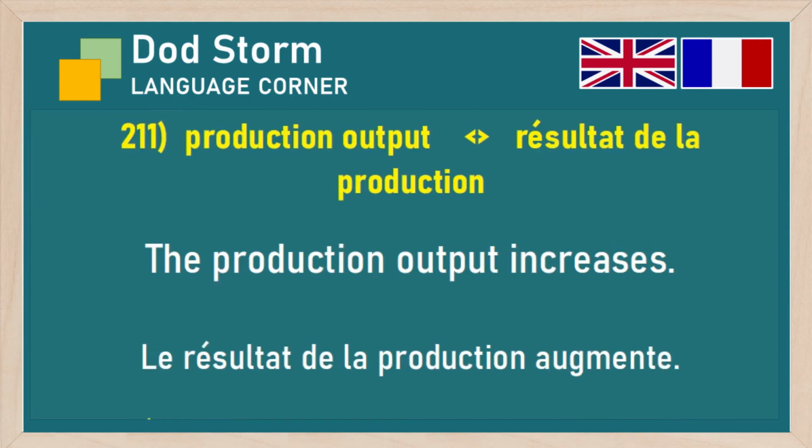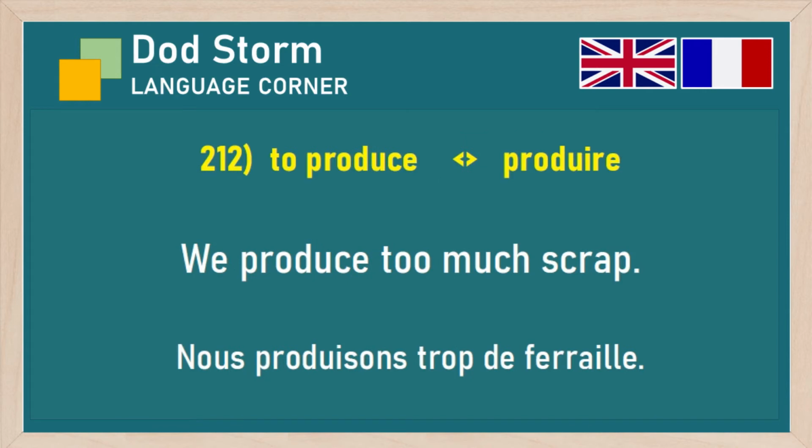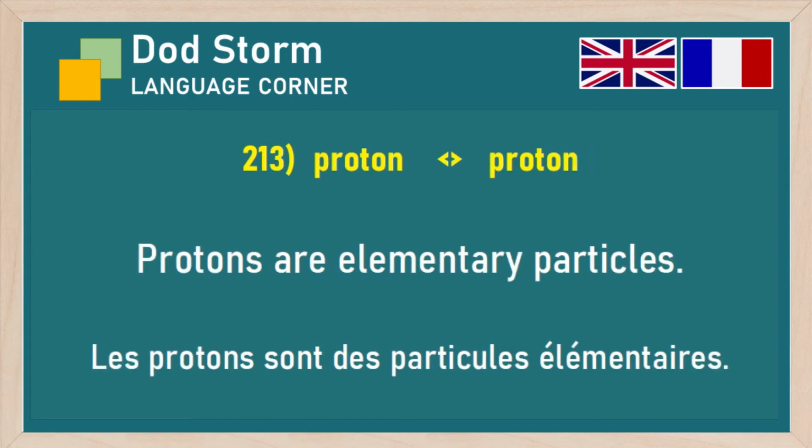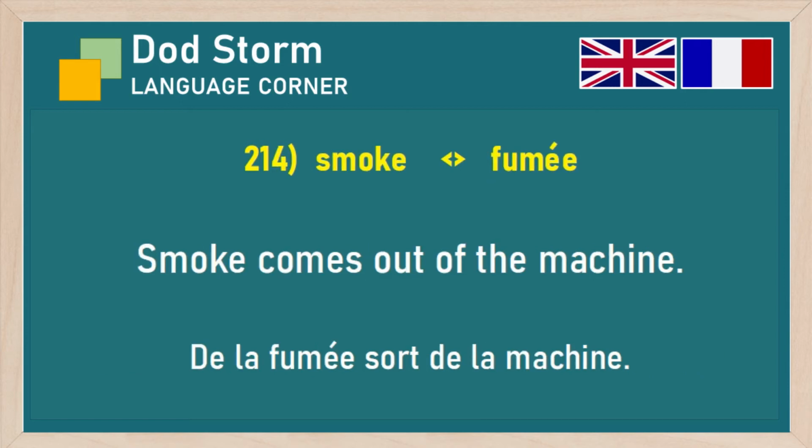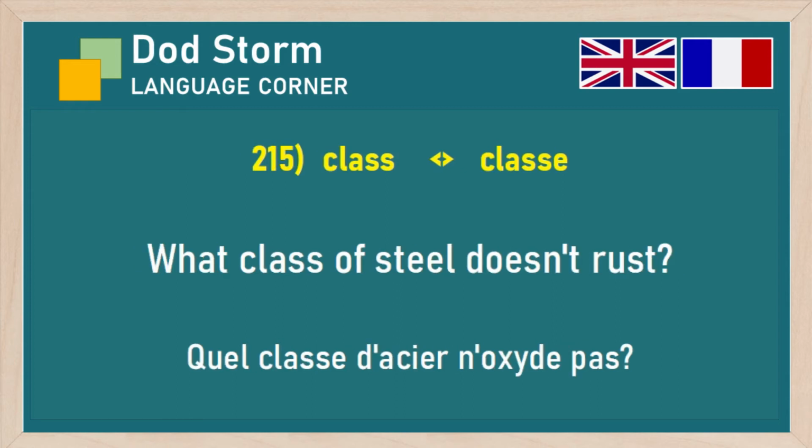The production output increases. We produce too much scrap. Protons are elementary particles. Smoke comes out of the machine. What class of steel doesn't rust?